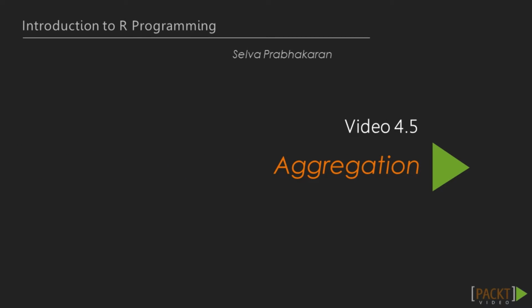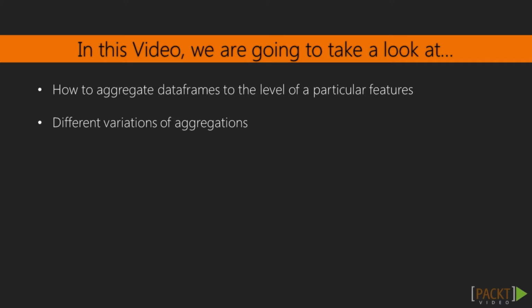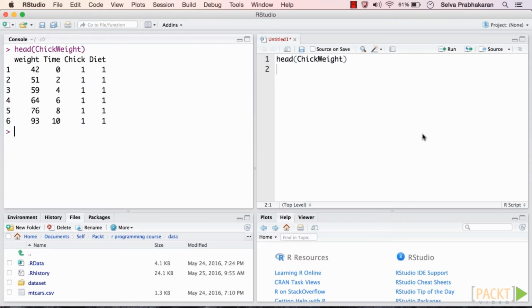Last time we saw how we can merge datasets. But it is often desirable to aggregate data frames to the desired level where the observations of a particular column will be unique. In this video, we will learn how to aggregate data frames to the level of a particular feature and understand different variations of aggregations. For demonstrating this, we will use the ChickWeight dataset that we see here. This dataset shows the weights of chicks that were given different diets at various points in time.